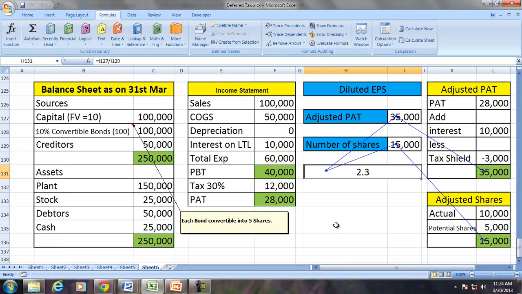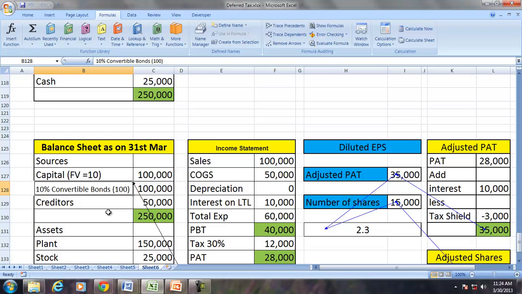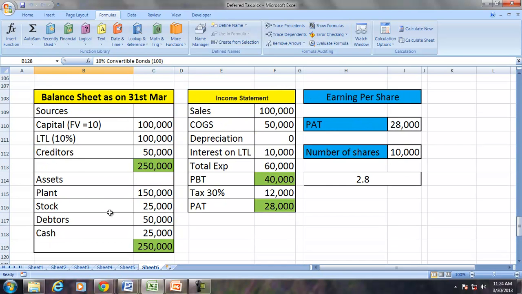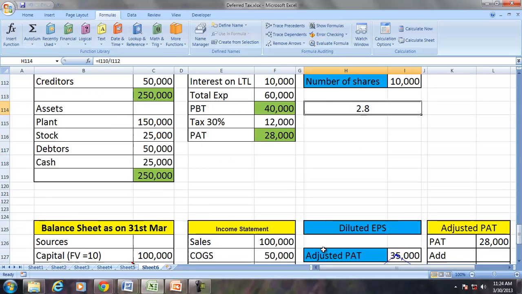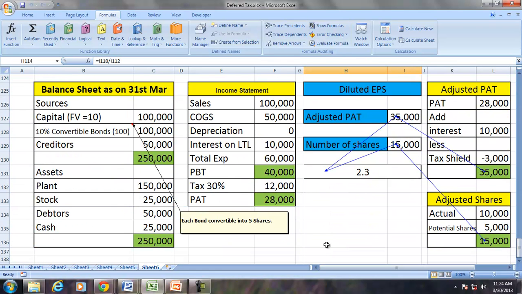So diluted EPS arises whenever there is a convertible bond, convertible debenture, convertible loans, or options or warrants on the balance sheet. If there are no convertibles, then in that case the basic EPS is enough. There is no need to calculate the diluted EPS. So diluted EPS is adjusted PAT by adjusted number of shares.